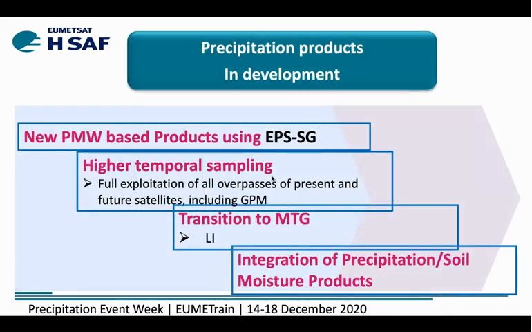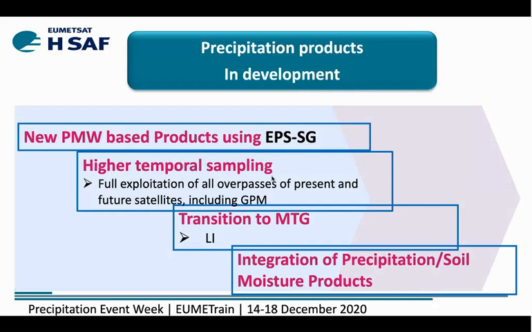For the future, only one slide. In the next year, we will have a new product, a microwave-based product using ATMS second generation data coming from EUMETRAIN, that will allow us to have a higher temporal sampling of this kind of product, because we will include the second generation overpass and also GPM data available.